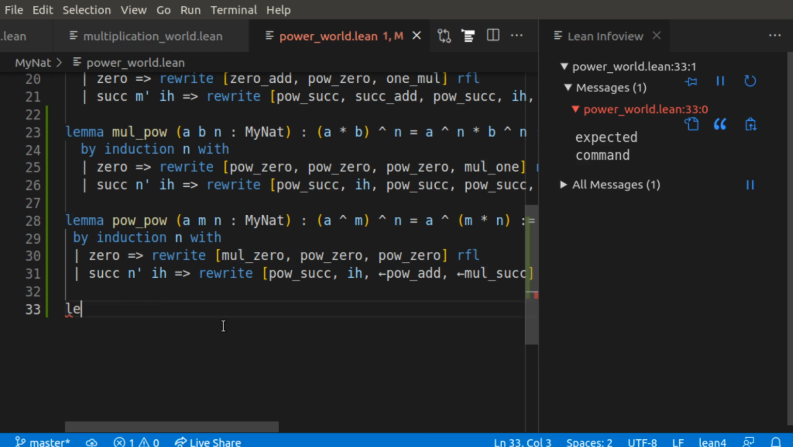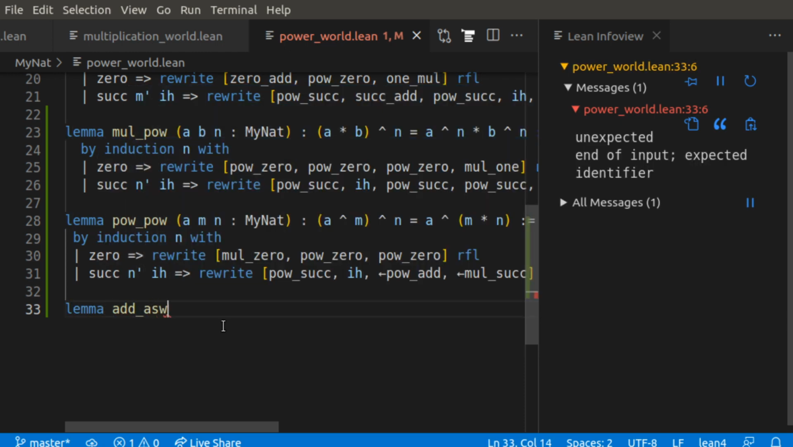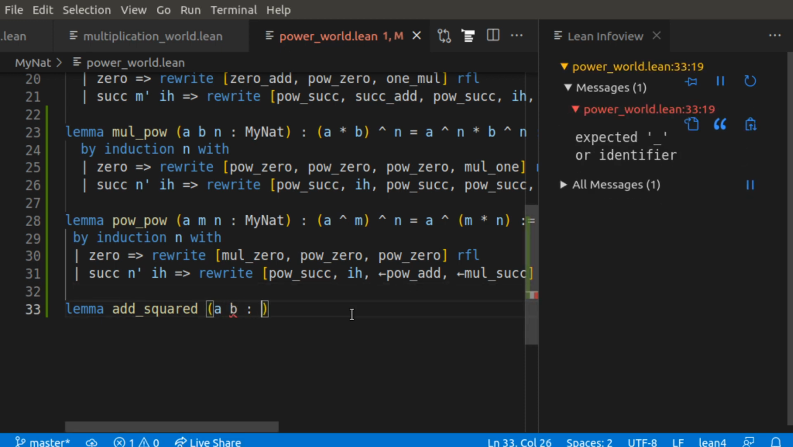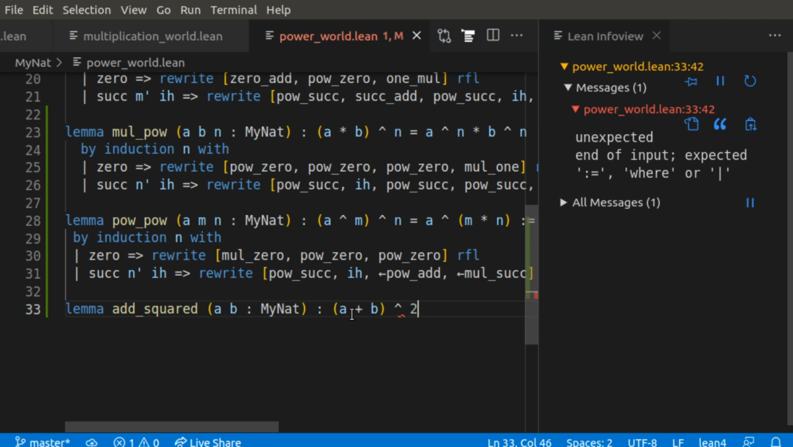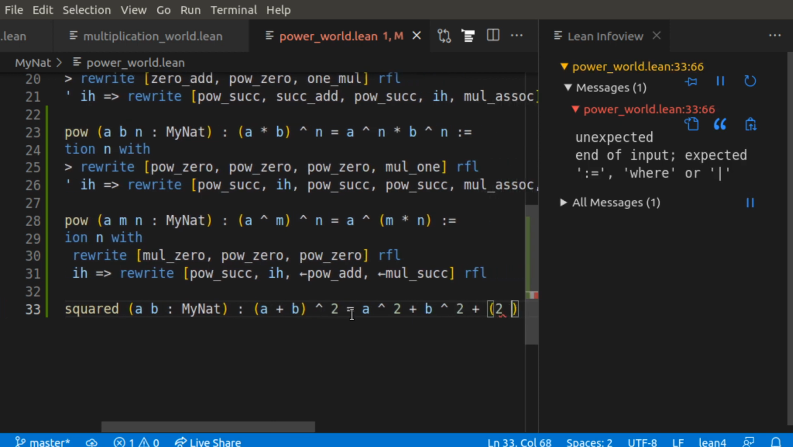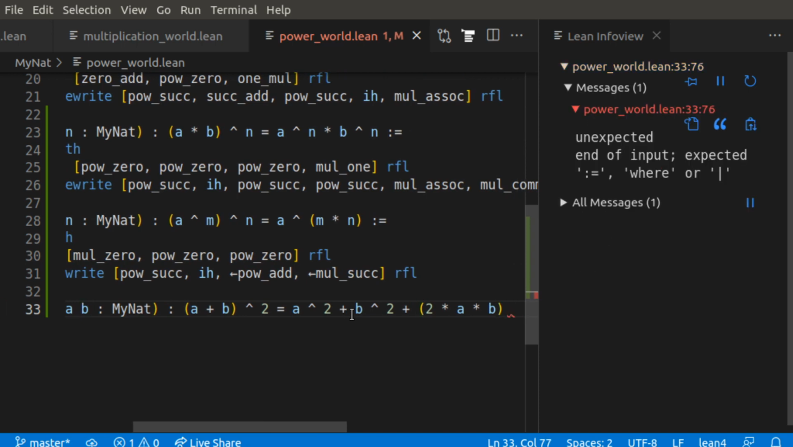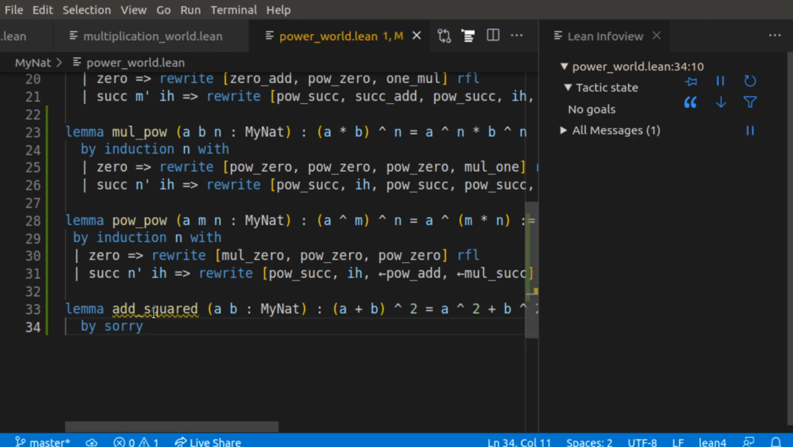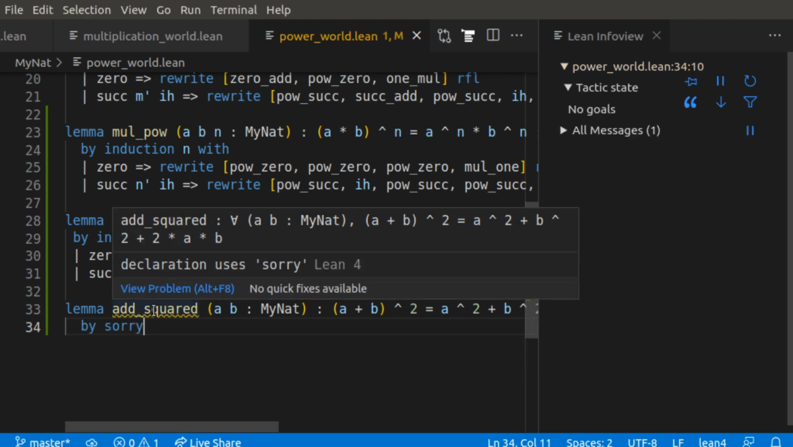Now let's go on to the final boss of the power world. What I had a teaser for last time, that's add squared. We want to prove that for any 2 natural numbers, a, b, that a plus b to the power of 2 is equal to a squared plus b squared plus 2 times a times b. And how are we going to do that? Let's figure that out. Okay, that's nice binomial expansion.